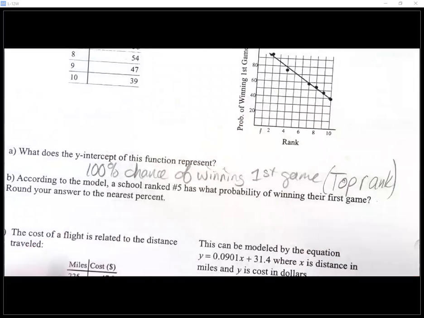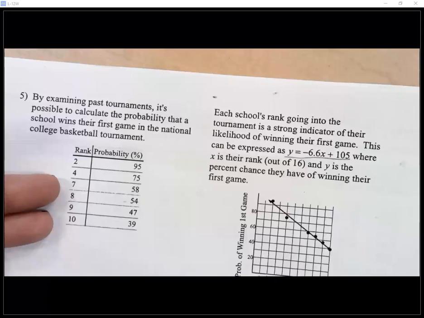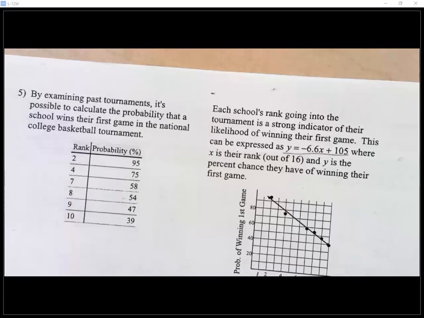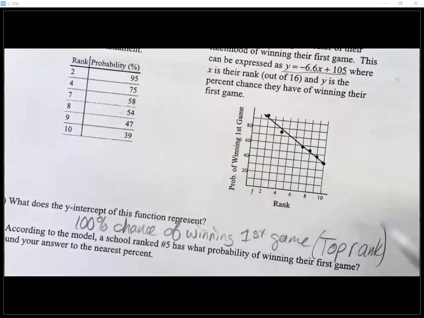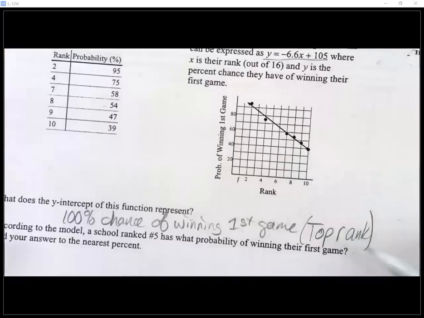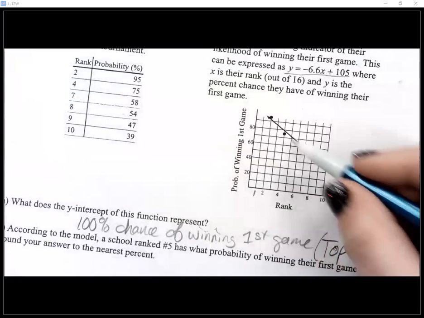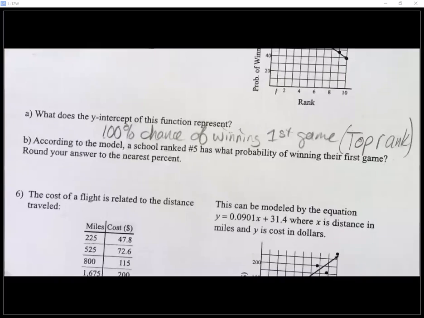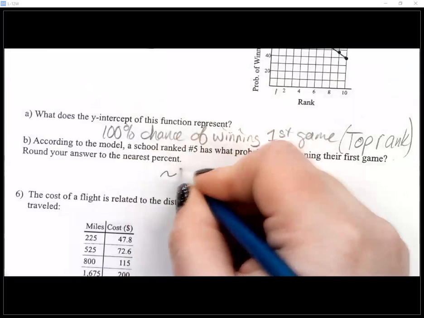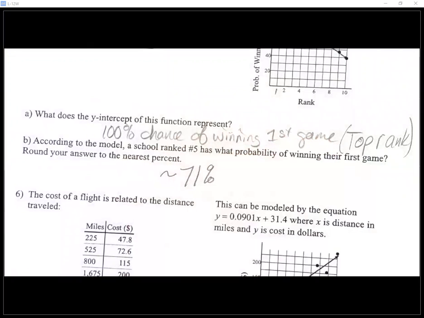All right, B, according to the model, a school ranked number 5 has what probability of winning their first game? So this is convenient because there is no 5th rank in the chart that they gave us, but by using our model, we can have a relatively good prediction. So if you are 5th rank, approximately what's your probability? Yeah, it looks like right about 70. If you went 71 or 72, I could see that also. I'm gonna go 71%. And I'll put the squiggle in front to say approximately, or somewhere right in that region.